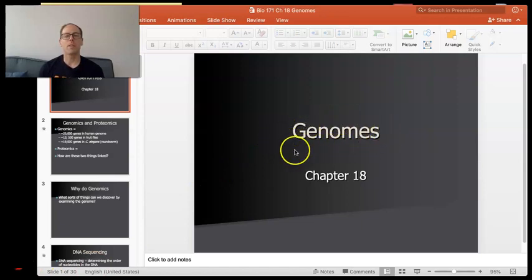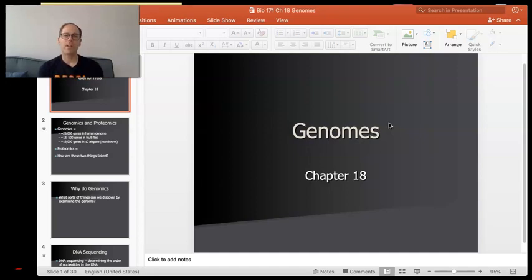Let's start with this term genome. If you've seen that term before, usually the word gene is in there. Usually we're thinking of genes. But a genome means a very specific thing. A genome means all of the genes that you would find in a particular organism.